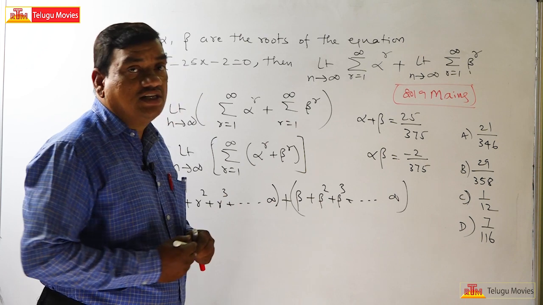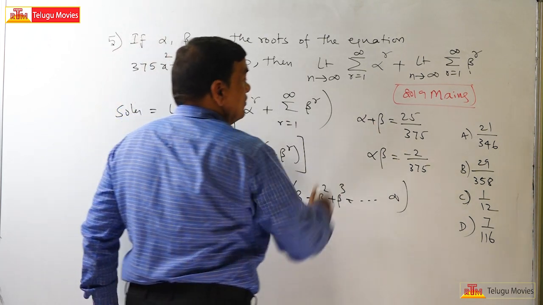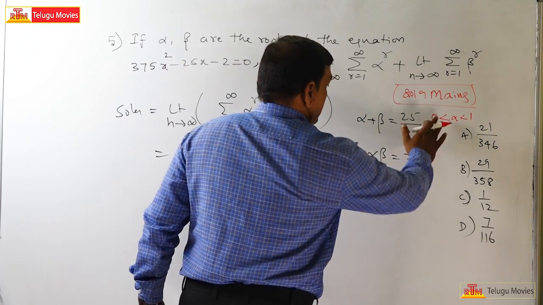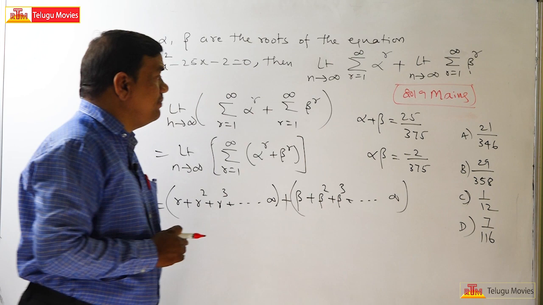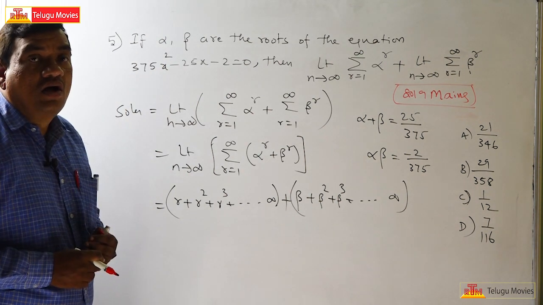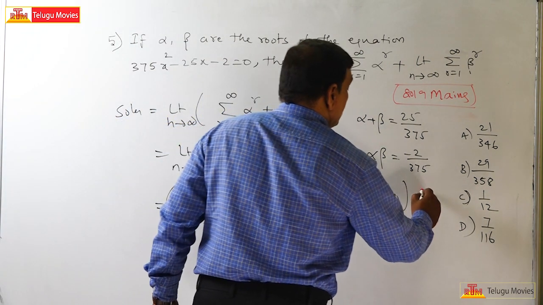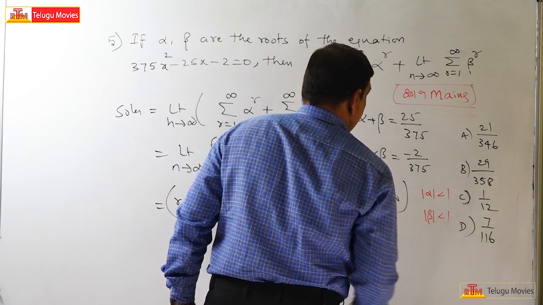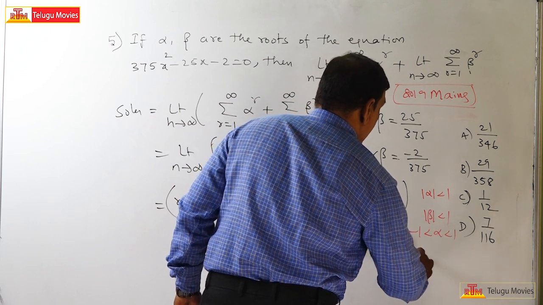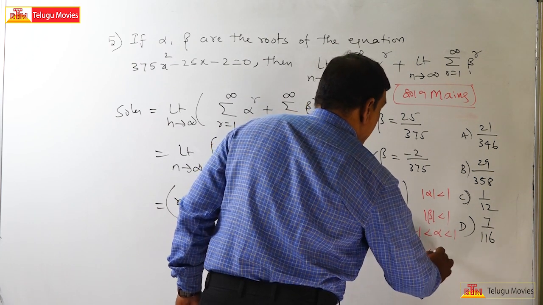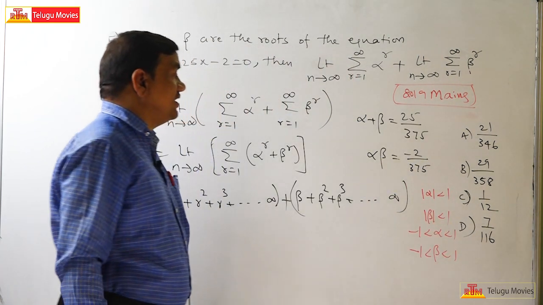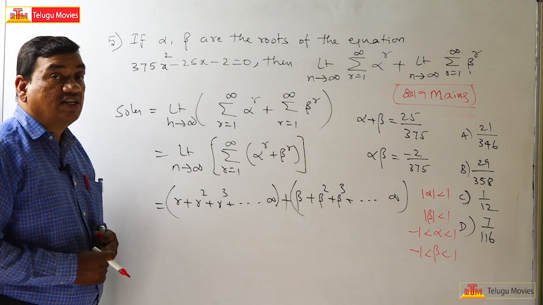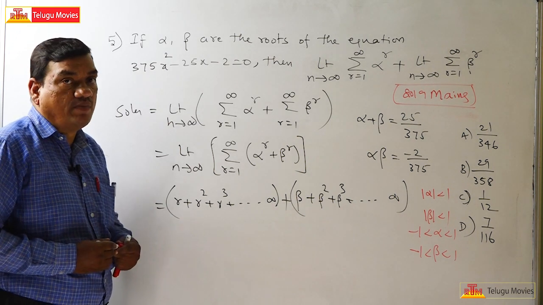So if you see these two, definitely by seeing these values, we can say that modulus of alpha is less than 1 and modulus of beta is less than 1. That means minus 1 less than alpha less than 1, minus 1 less than beta less than 1. If you solve this separately, we will see that the alpha value lies between minus 1 and plus 1, and the beta value lies between minus 1 and 1. Therefore, this is an infinite geometric progression.